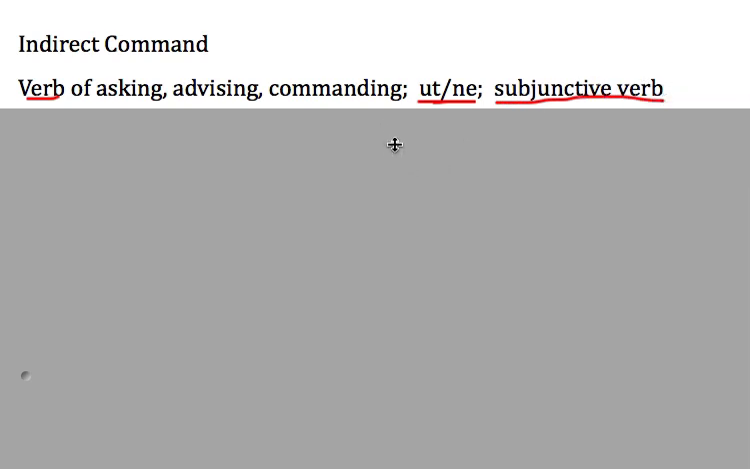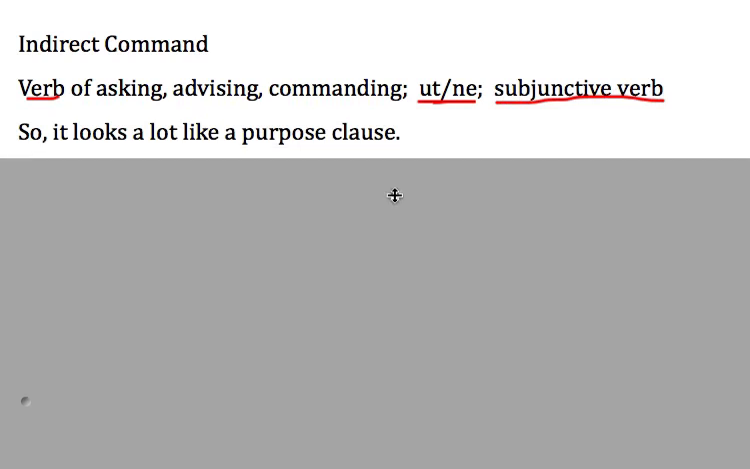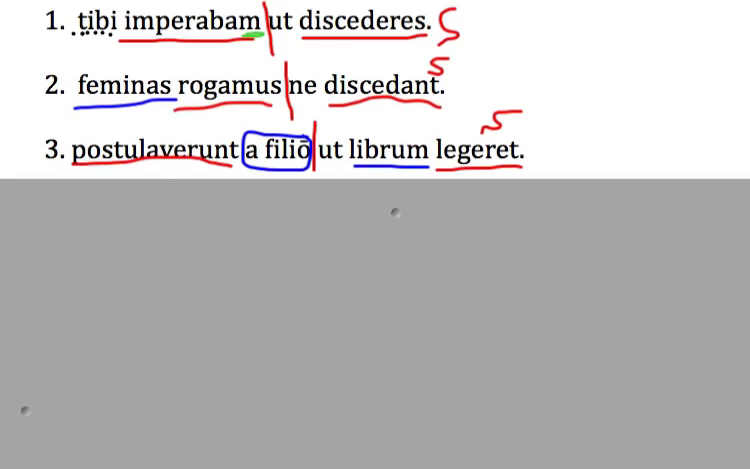You'll notice this makes these look a lot like purpose clauses. Remember that purpose clauses had some verb over here, then they had an ut or a ne, then they had a subjunctive. Purpose clauses always answered the question, why? He went to the store. Why? In order to buy groceries. Okay, these indirect commands will not answer the question, why?